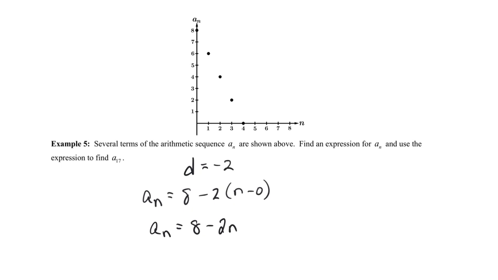And you would get that whether you picked any of those other numbers. If you don't believe me, do one off to the side and see if you come up with the simplified version, like getting rid of the parentheses. See if you can always make 8 minus 2n. So to finish up the question, it says, hey, I want a sub 17. So we can do 8 minus 2 times 17. That's going to give us 2 times 17 is 34. I think that's going to give us negative 26.